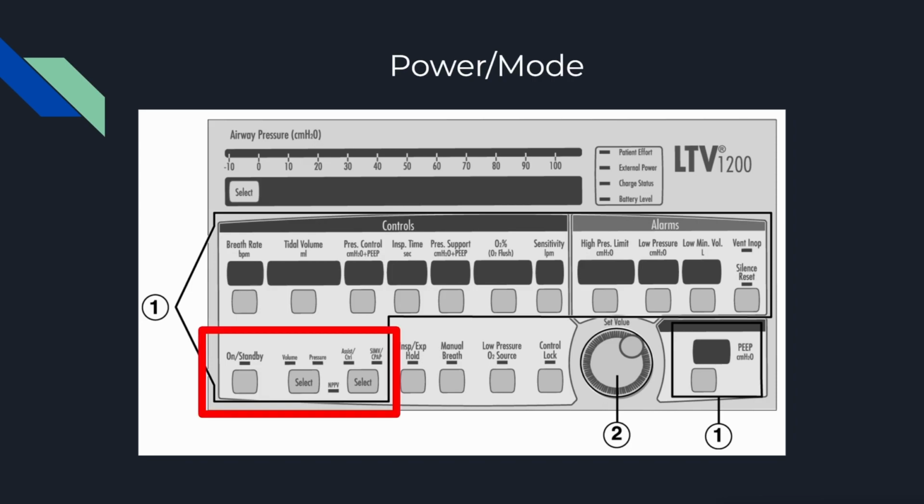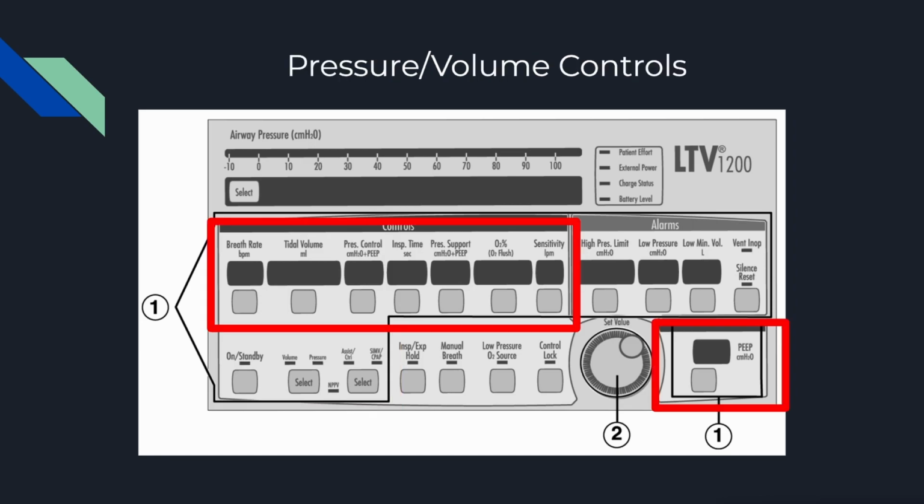So the area highlighted in red is where you're going to start all of your ventilator projects. That's where the on button is. That's also the off button. You just have to press it to turn it on. You have to press and hold to turn it off. Then you have the select button for volume and pressure to change between those two modes, and the select button to change between assist control, SIMV CPAP, and NPPV or BiPAP modes.